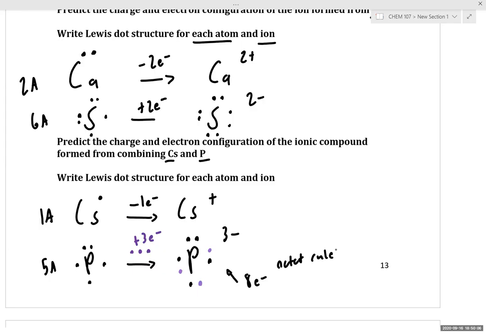So for cesium, because it's a metal, we lose an electron? Yes, exactly right. And you can draw cesium like this as well, because we've lost our outer shell and now we have our full inner shell on display. Oh, okay. Does that make sense? Yes. Perfect. So we're at the end of today's scheduled lecture.